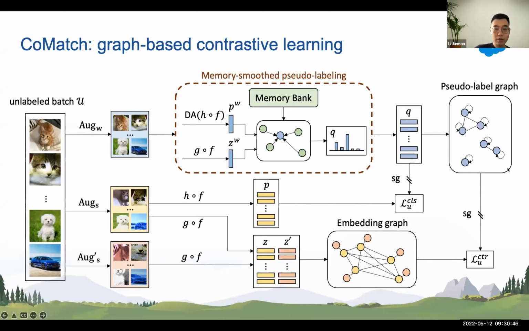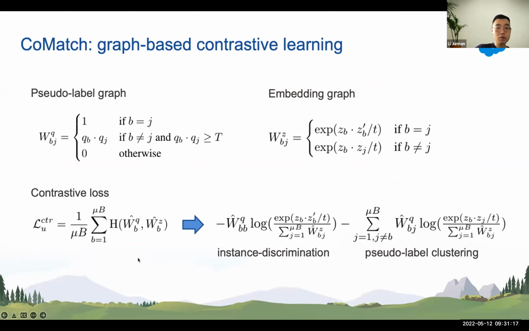And similarly, we can construct this embedding graph. And this embedding graph is the same as the pseudo label graph, except that now we use the embeddings Z to construct this similarity. And then we enforce the loss that makes the embedding graph have a similar structure as the pseudo-label graph, which basically says if two images are similar in the pseudo-label space, they should also have similar embeddings. And I will not go into details on the equations, but from a high-level perspective, our loss is just a cross entropy loss between the normalized pseudo-label graph and the normalized embedding graph.